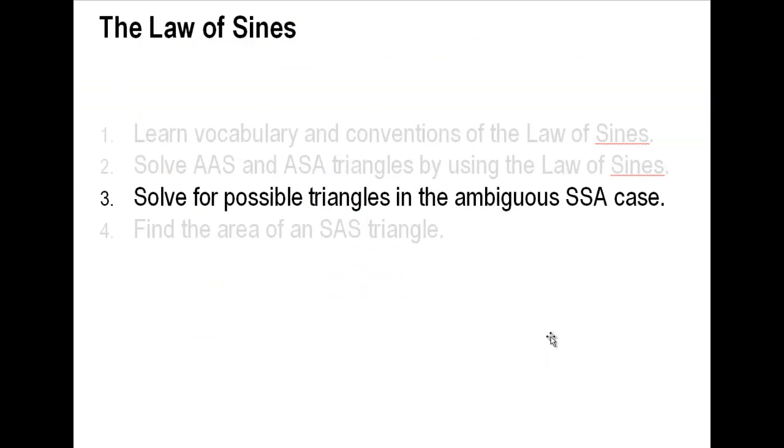How about an example where we're dealing with side, side, angle? In the previous two examples, we had two angles and a side. Now we're dealing with two sides and an angle, and that becomes the ambiguous case. Ambiguous is a big fat word meaning we're not really sure. We can get different answers.